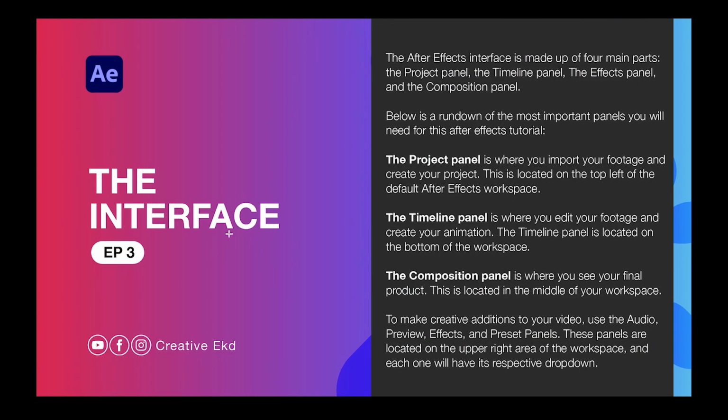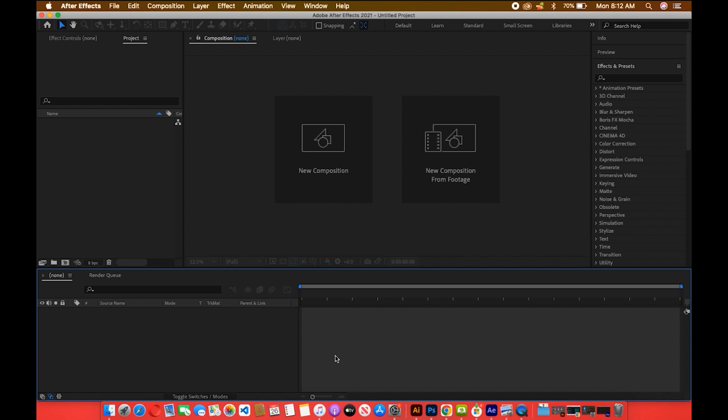And we have also the timeline panel. This is where you edit your footage and create your animation. The timeline panel is located on the bottom of the workspace. This entire part highlighted here. If you add anything, it gets to appear here. Just like in Photoshop, you have on your right the layers, and when you click on a layer, it is highlighted on the screen part. You can just see this composition once again as your artboard.